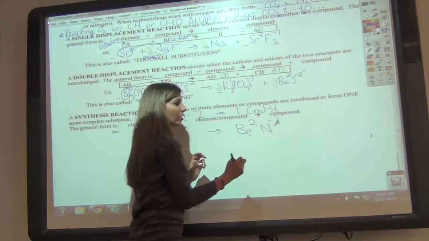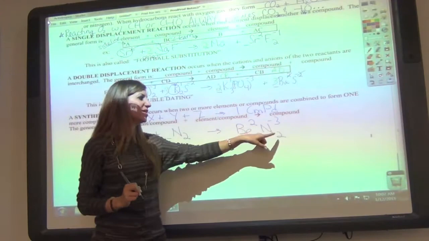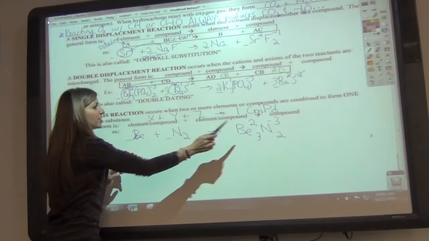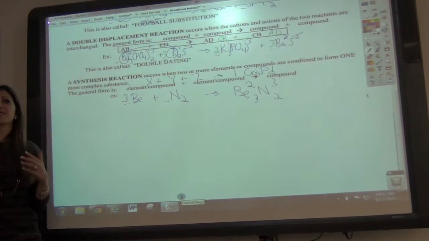And now we're going to balance it. Okay? So remember, this is N2 because it's diatomic. This is N2 because I crisscrossed it. Okay? So I've got two N's, three Be's, so I just need a three there, and I'm done. The only type of synthesis reaction that you can do on your own is if I have two elements, but it's possible that I don't give you two elements and I say you form one single compound.